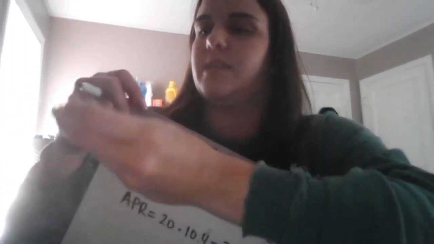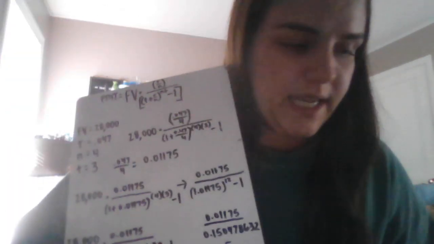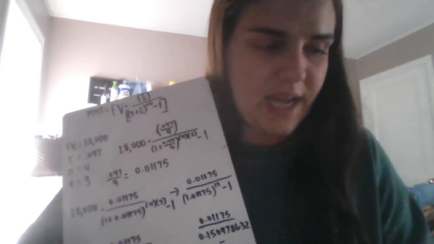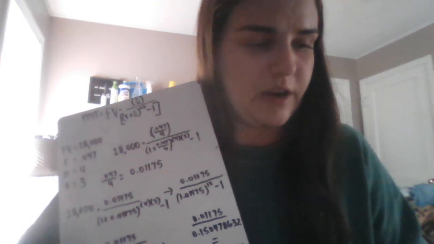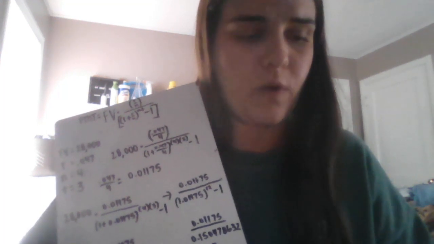And then for number two, I had lots of writing to do, so I went ahead and wrote these down, but I'm going to explain step by step what I did. So number two says, suppose you want to save enough money to get a new car. You'd like to save $28,000 over 3 years. What amount do you need to deposit into an account that earns 4.7% interest compounded quarterly to reach your goal?